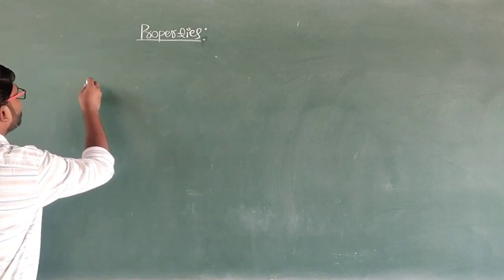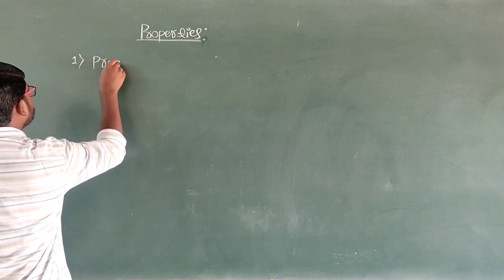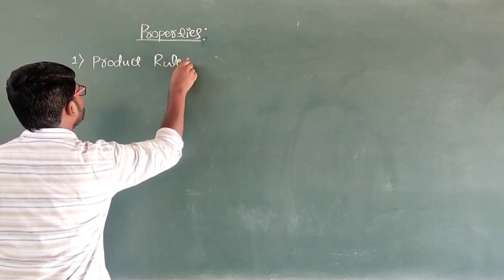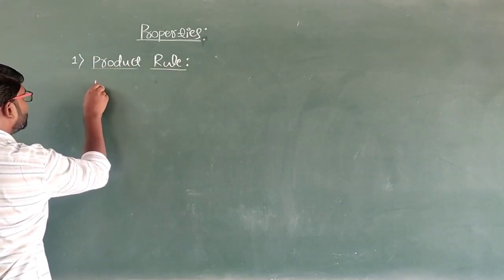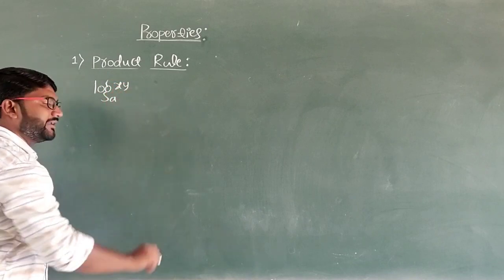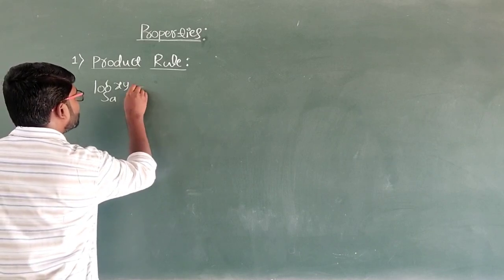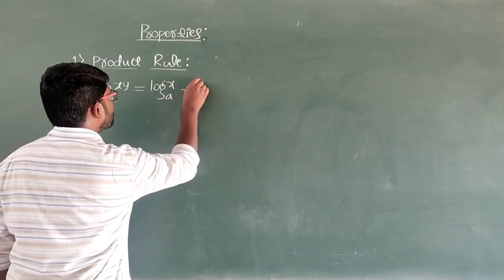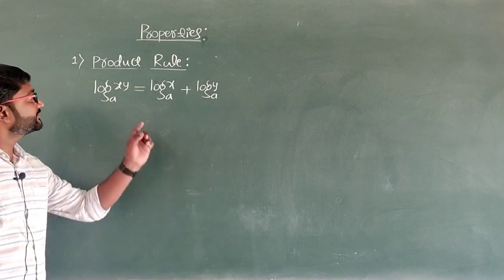The first property is the product rule. The rule says log xy to the base a can be written as log x to the base a plus log y to the base a. So this is the product rule.